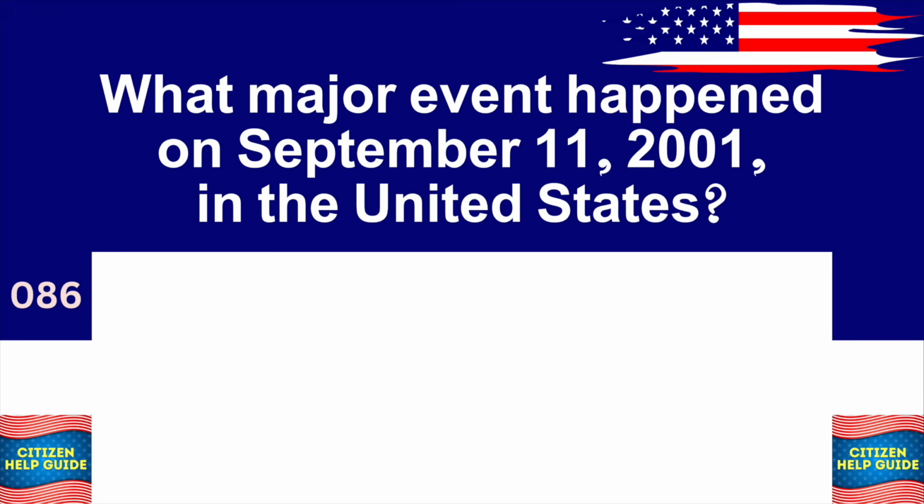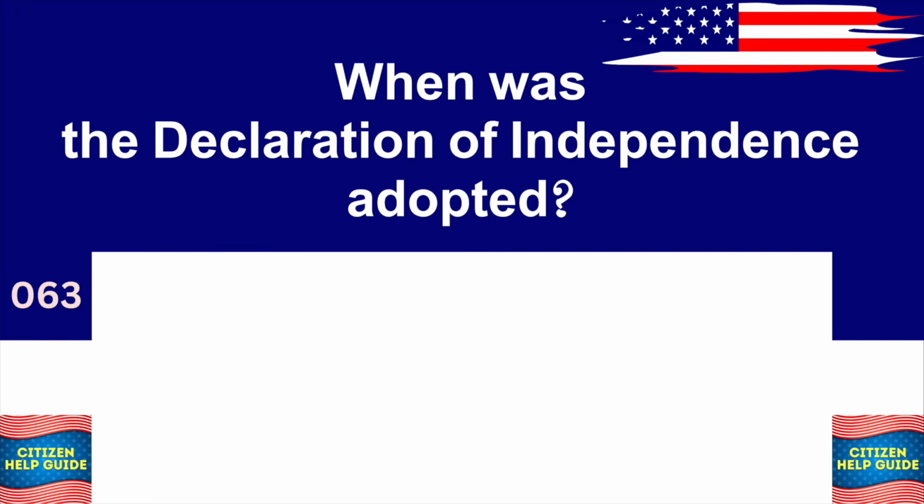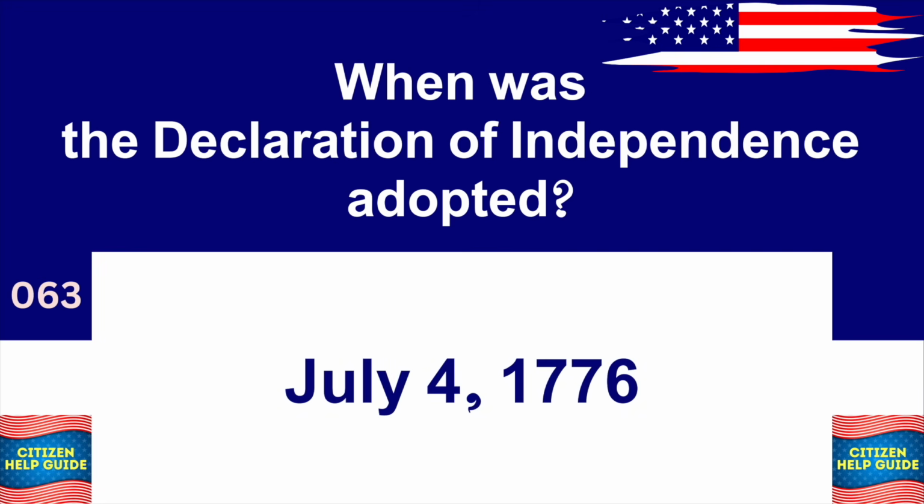What major event happened on September 11, 2001 in the United States? Terrorists attacked the United States. When was the Declaration of Independence adopted? July 4, 1776.